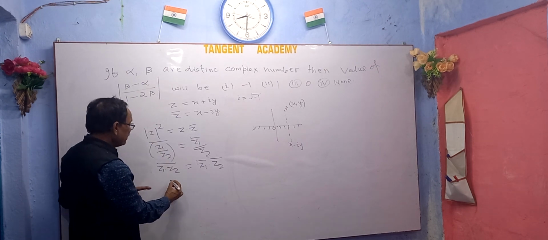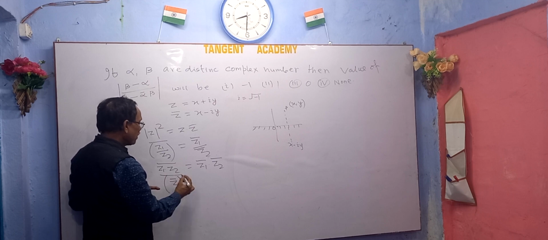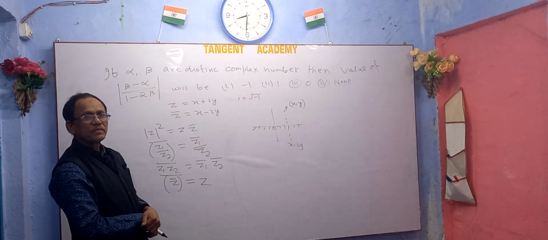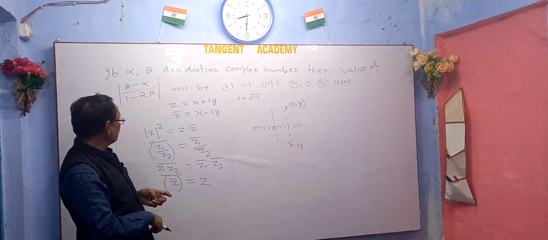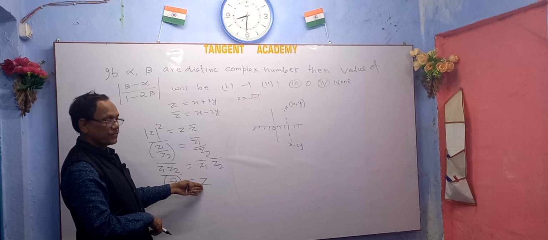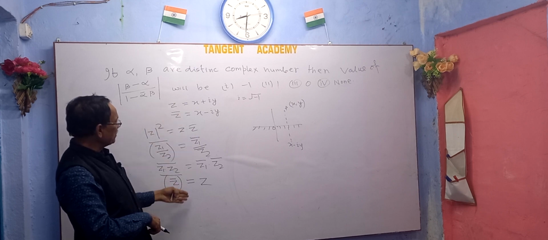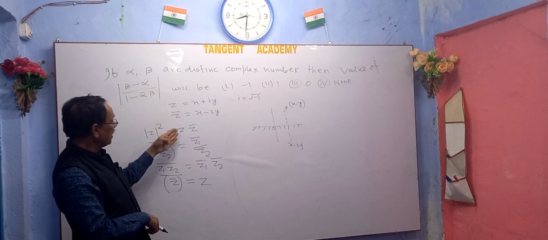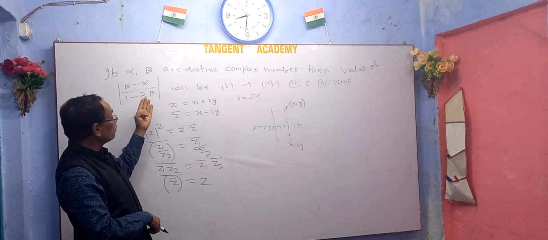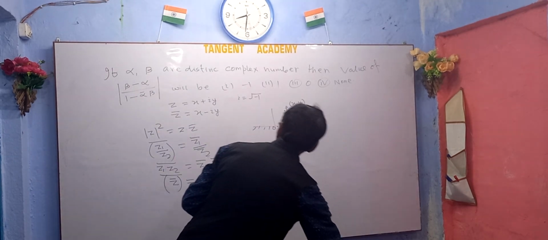Also, there is a property which will be used: z bar whole bar is the complex number itself. That is, the conjugate of the conjugate is equal to the complex number itself. Please keep these formulas and properties in mind so that we will understand the calculation of this expression. Now let us move on.